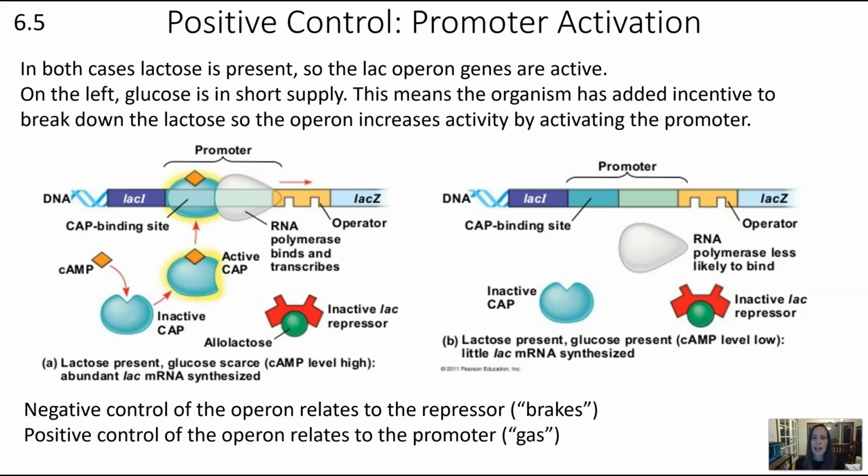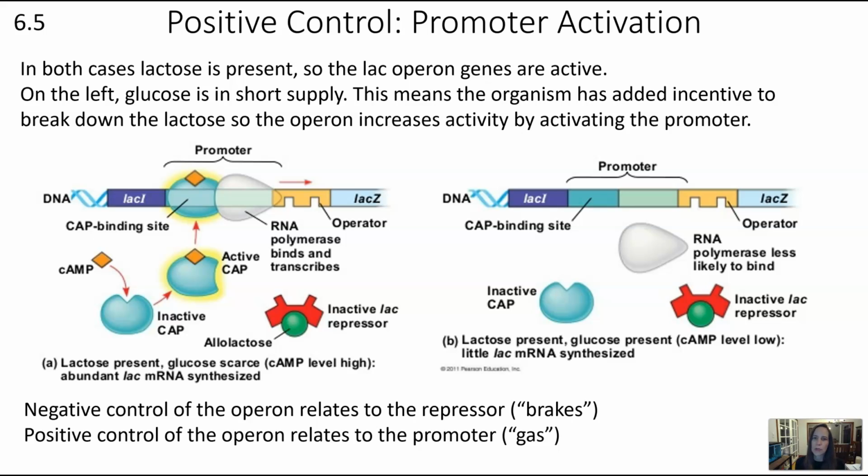In both cases, lactose is present, so that means the lac operon genes are active. So we can think about that as our repressor system. Our braking system is off. So the brakes are off, right? That means the genes are active. But on the left, glucose is in short supply. That means the organism has additive incentive to break down the lactose so that the operon increases its activity by activating the promoter.